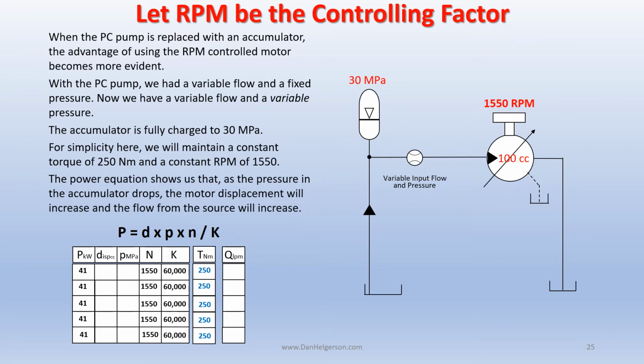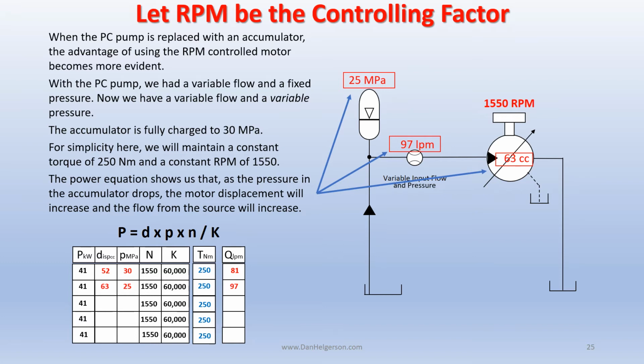The power equation shows us that as the pressure in the accumulator drops, the motor displacement will increase and the flow from the source will also increase. In the current condition, to maintain that RPM with the available pressure, I would need to reset my displacement to 52 cc, and I would be drawing 81 liters per minute from the source.